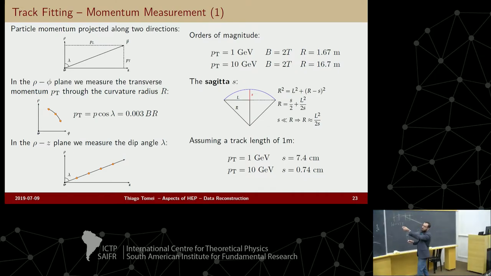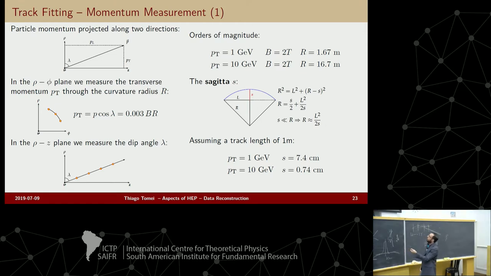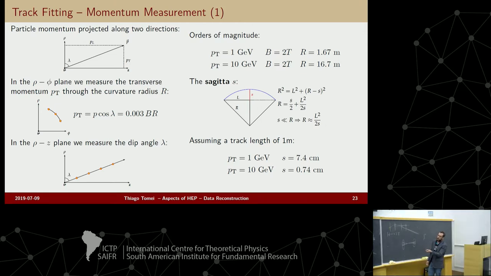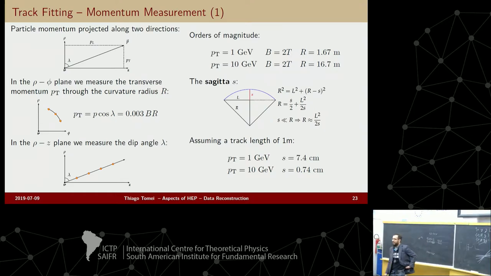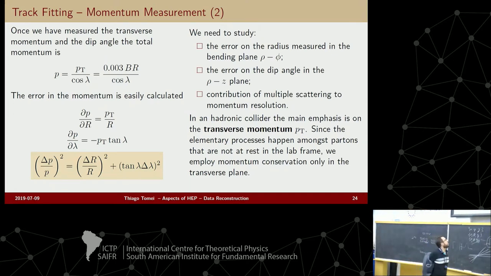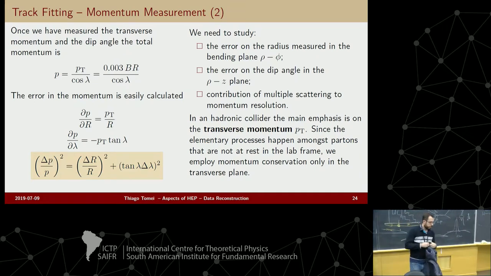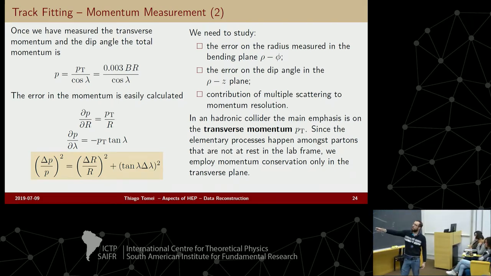And why do you want this track length? Because remember, you're tracking in the silicon, and silicon is expensive. You cannot have 17 meters of silicon. Nobody has the budget. So you have to make do with shorter tracks than what you would like. But then you are trying to measure a deviation of 1 centimeter from a straight line. And the higher the energy, the smaller the sagitta. Up to the task. Then, after you measure the two things, the sagitta and the dip angle, with the sagitta you have the pT, with the dip angle you have the lambda. And go ahead.